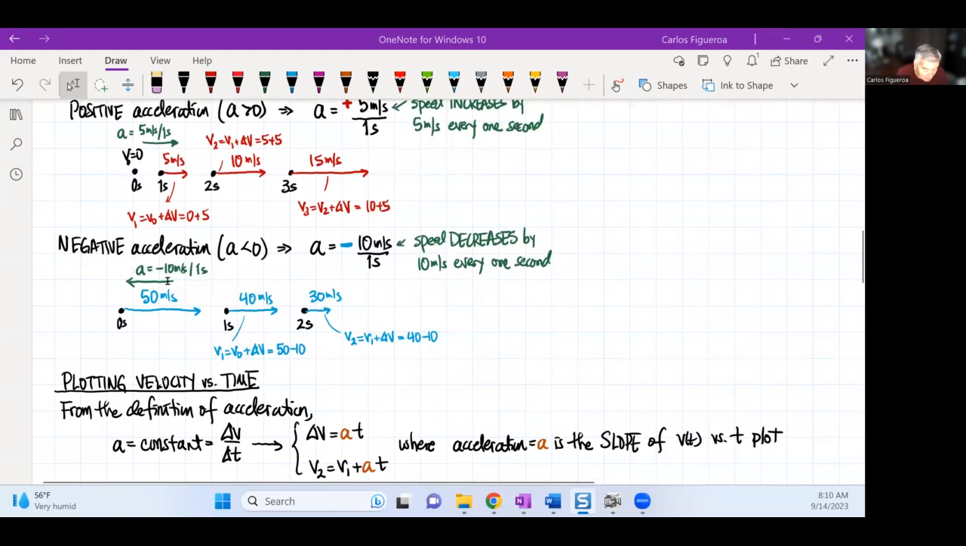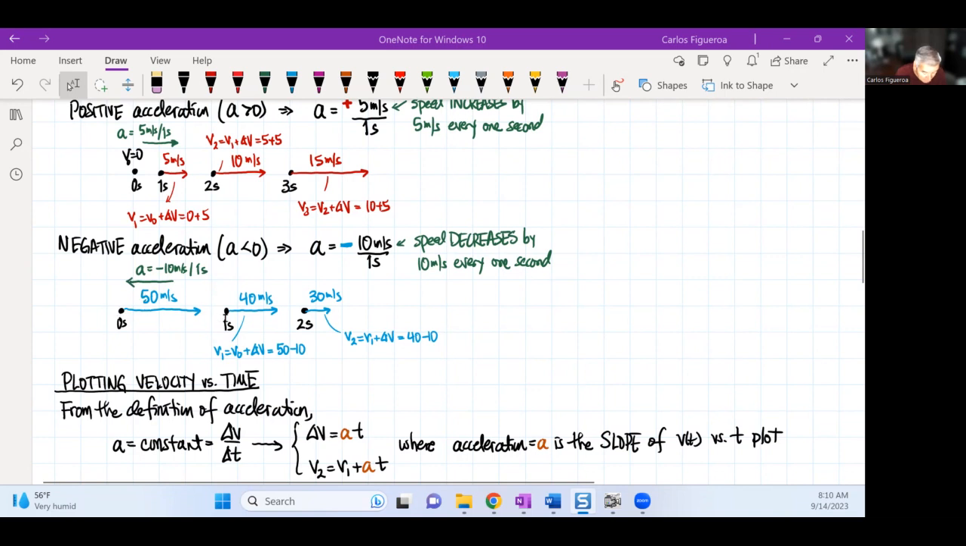Negative acceleration does just the opposite. Negative acceleration tells me that it's opposite to the velocity, and therefore the speed decreases. How much does it decrease in this case? It decreases by 10 meters per second every 1 second. So if I'm slowing down, that means that initially at V0, I must be moving at a higher speed. In this case, I'm saying that this is 50 meters per second. But my acceleration is in the opposite direction, which means that I'm going to decrease this 50 meters per second by 10 meters per second every 1 second.